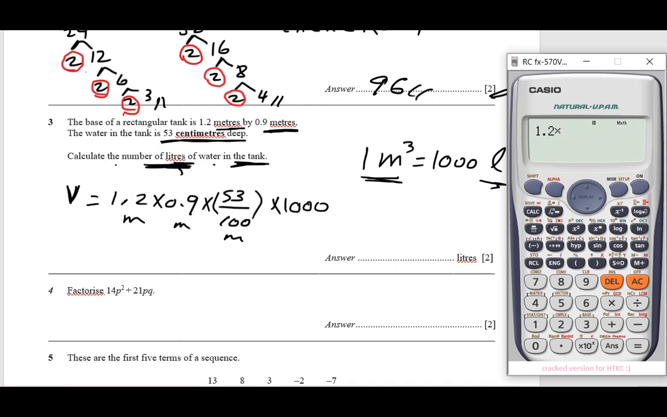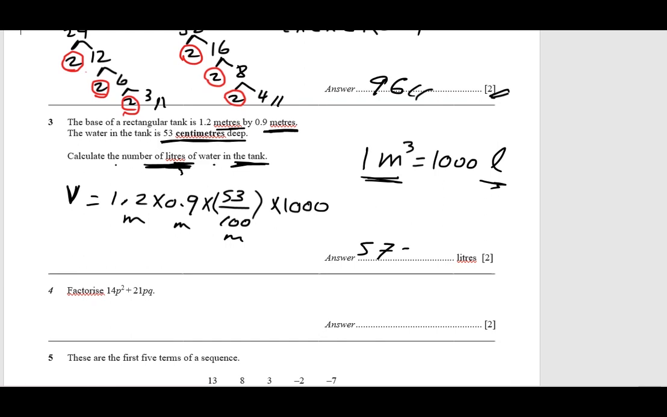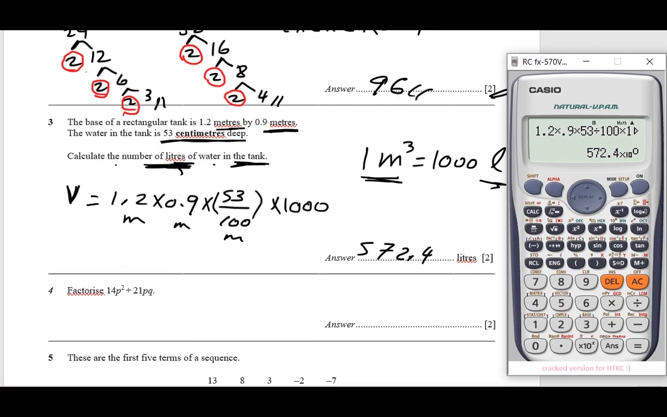1.2 multiplied by 0.9 multiplied by 53 divided by 100 multiplied by 1000 equal to 572. So the answer is 572.4 liters. Let us see the answer again here: 572.4 liters.